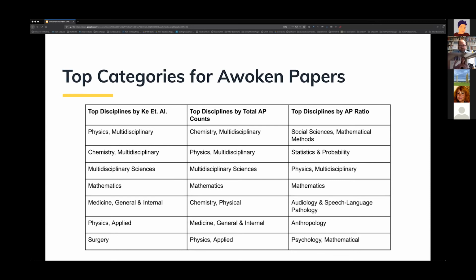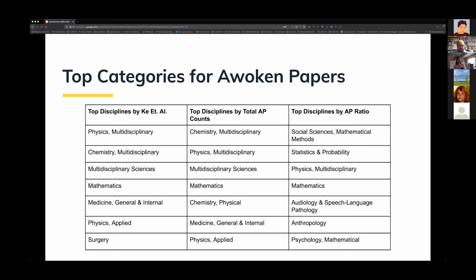So for the ratio, that's the number of awoken papers divided by the total number of papers. And you notice here, that is a lot different. You have physics multidisciplinary stays on, drops down to 3. Mathematics is still on at position 4, but 1 and 2, those are completely new. And you notice there's a lot more mathematics on this list, and a couple of social sciences.